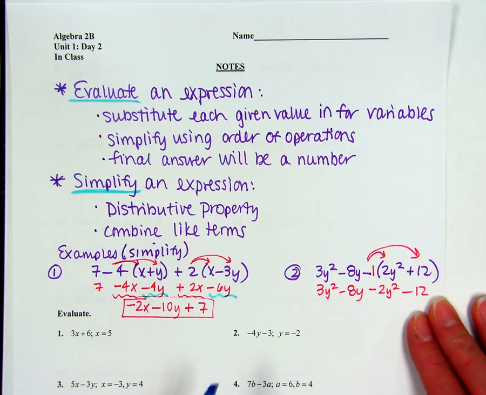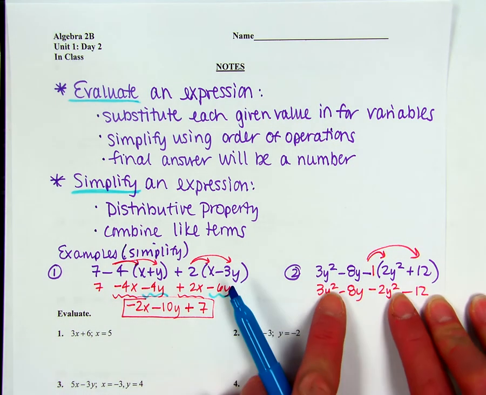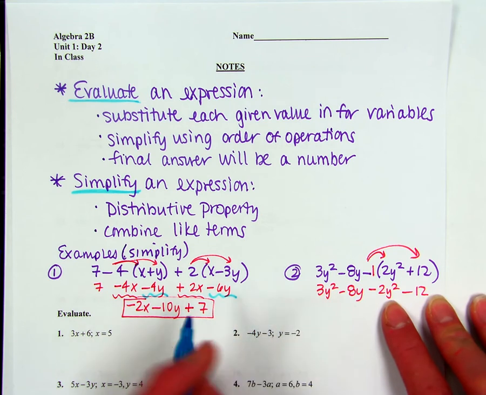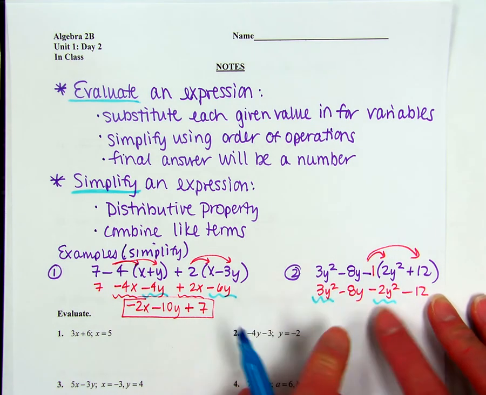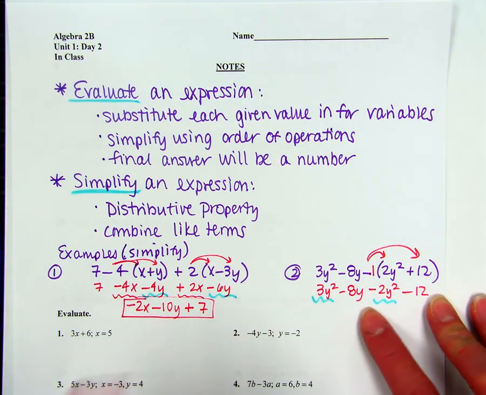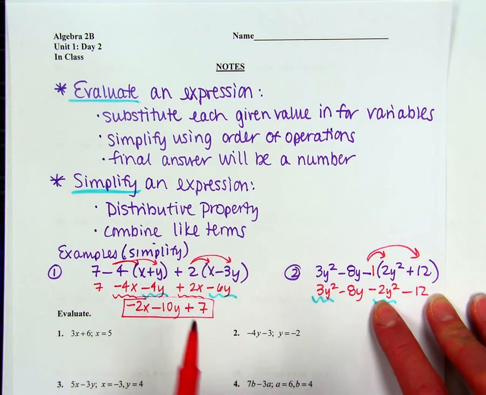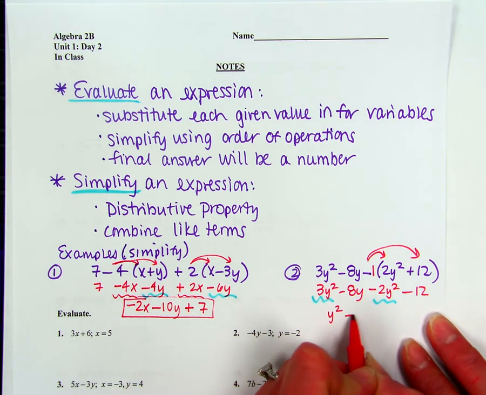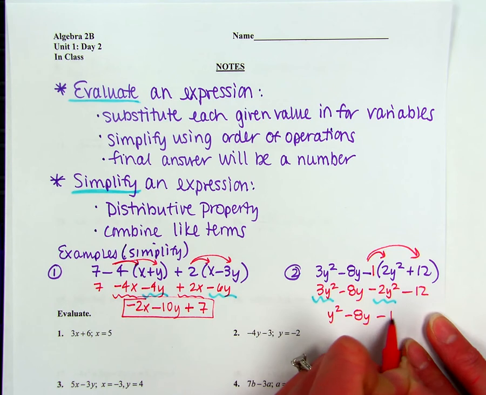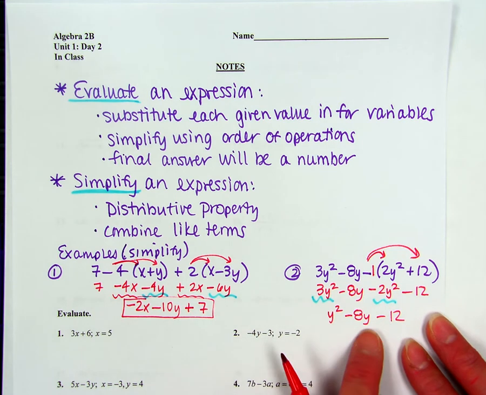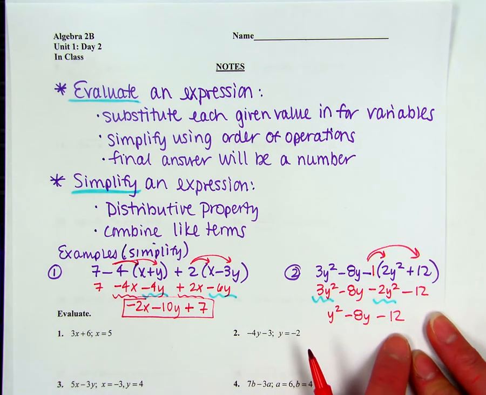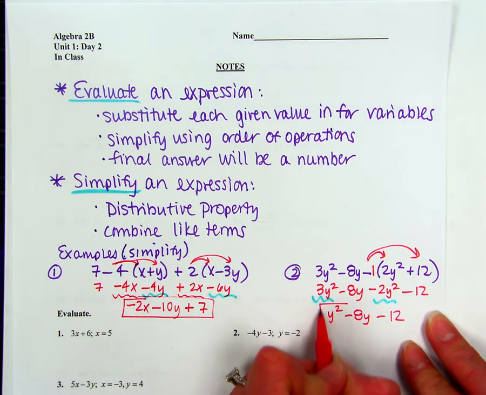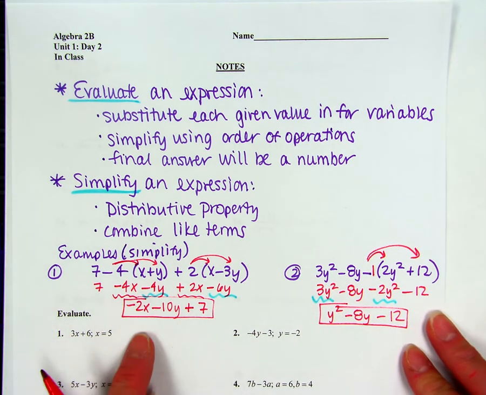So in order to add like terms, I need the same variable and the same exponent. So y squareds go together, but they're different than y's. So 3 minus 2 is 1, which is 1y squared. And notice that I left off the 1, because we know that's an implied 1. And then here I have just -8y, and I have a -12. So y squareds, then y's, then your constant, and then that's your final answer. So that's if the problem says to simplify.